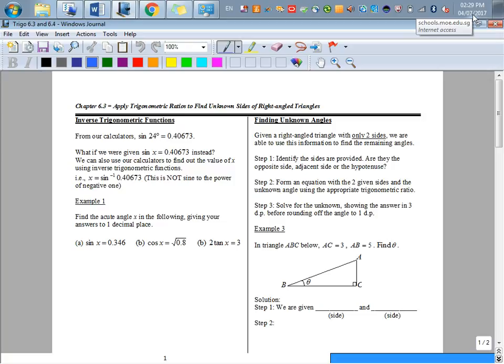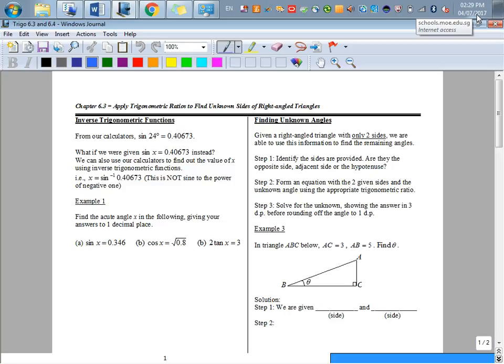Okay, so use your calculator and find out. Make sure it is in your degree mode. Then you key in shift sine. Everybody try your calculator now. Shift sine. Then that is your inverse already, right? Key in 0.40673.